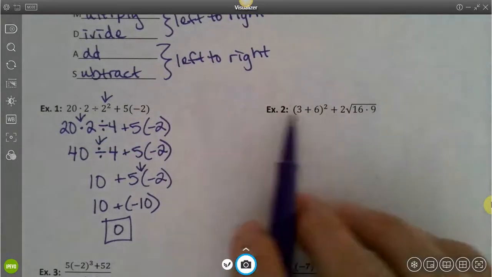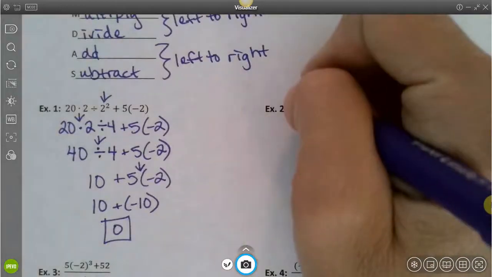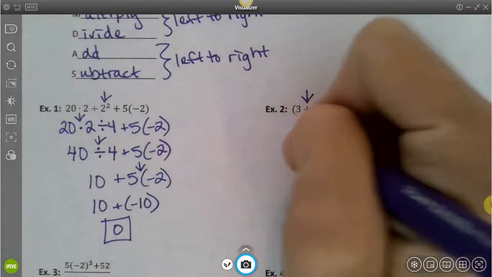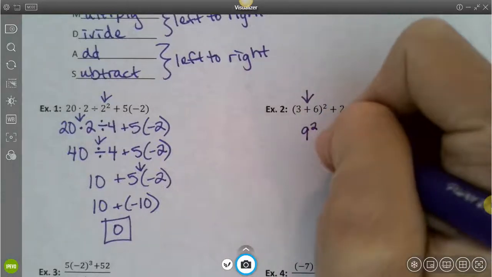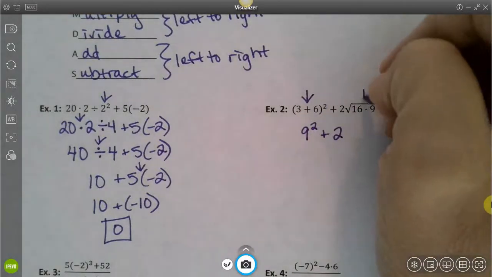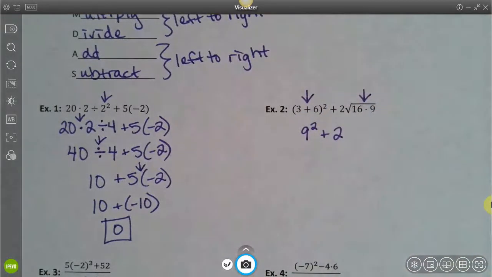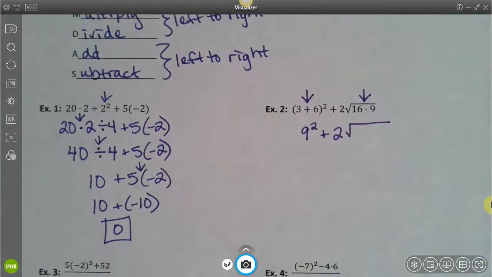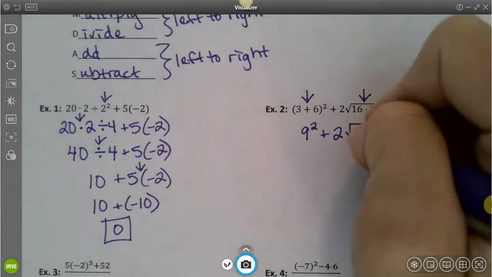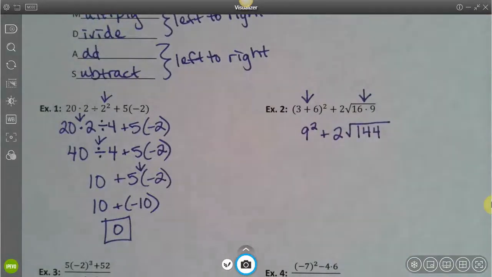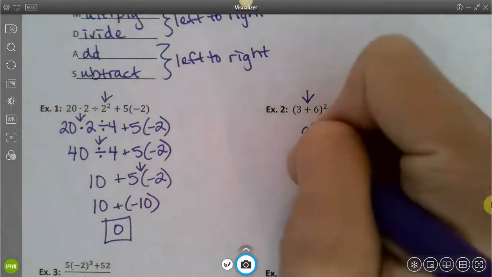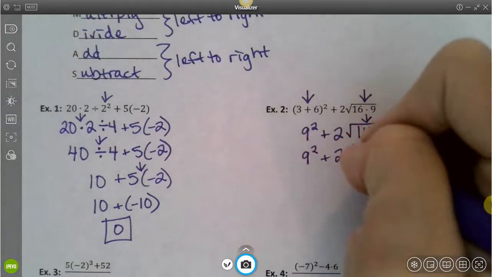In example 2, we do have a set of parentheses with an operation inside of it. 3 plus 6 gives me 9. And at the same time, I also have this grouping symbol over here of a square root. So I'm going to go ahead in the same step and do the 16 times 9, which gives me 144. And then I'm going to go ahead and finish out that square root. The square root of 144 is 12.